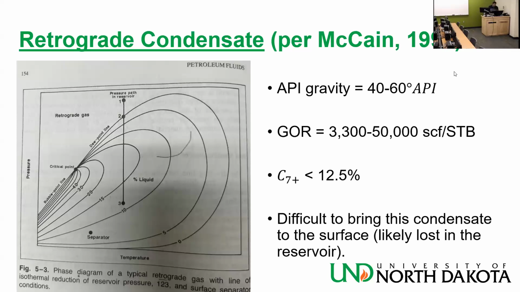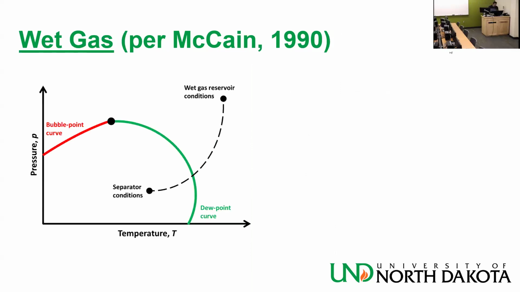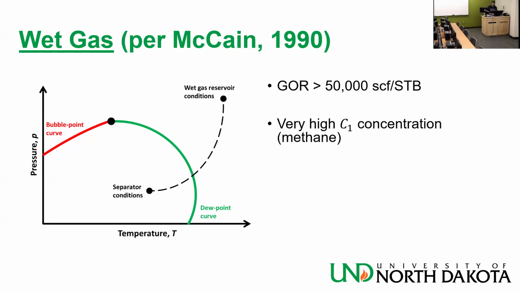Any questions on retrograde gases? Okay. Now let's go to an easy case. Wet gas. This is my two-phase envelope. I start from single-phase gas, and then I get a little bit of liquid in my separator conditions. Bigger motion, bigger change in temperature than before. Bigger change also in pressure. Gases are sensitive to pressure. Gas oil ratio bigger than 50,000 standard cubic feet per stock tank barrel. Very high methane concentration. So if you divide them into components, the C1s are going to be very, very high.